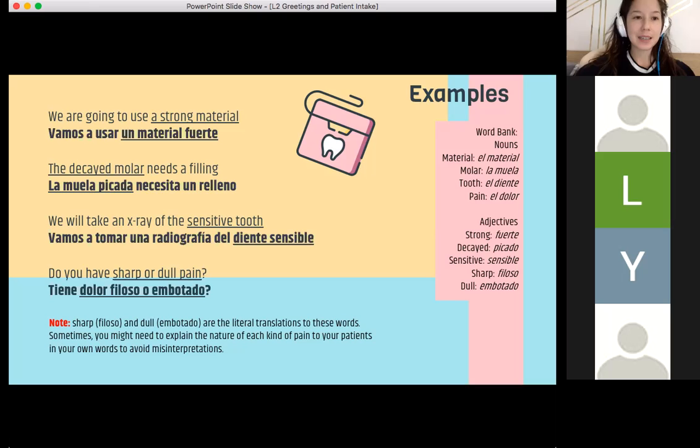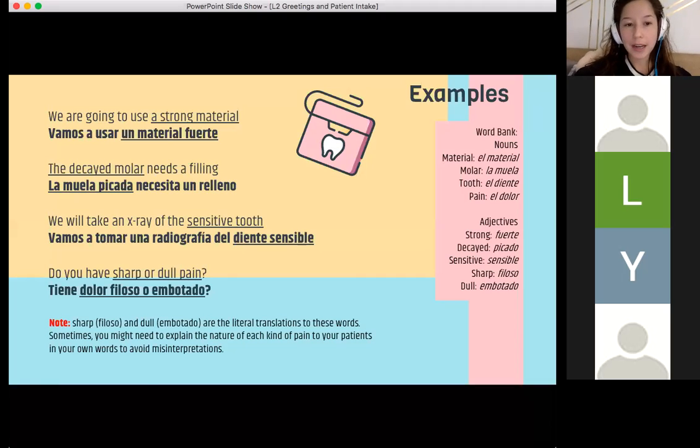And the full sentences are, vamos a usar un material fuerte. So that's using our vamos a blank form that we used week 1 or lesson 1. La muela picada necesita un relleno. If you've ever eaten a chile relleno, you know it's a stuffed chili. So think of stuffing the chili as a filling. You're filling that chili up. You also fill the teeth. It's relleno. Vamos a tomar una radiografía del diente sensible.